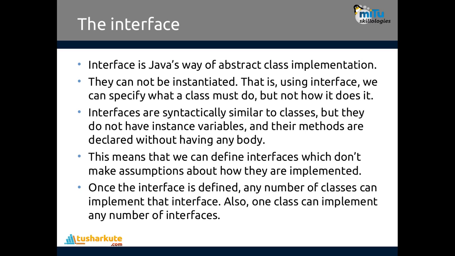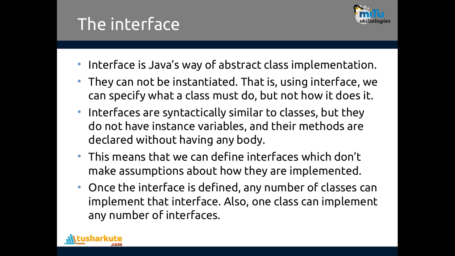Interfaces cannot be instantiated, meaning their object is not created. Using an interface we can specify what a class must do, but not how it does it. It's just similar to what we have seen for abstract classes. Interfaces are syntactically similar to classes, but they do not have instance variables, and their methods are declared without any body.